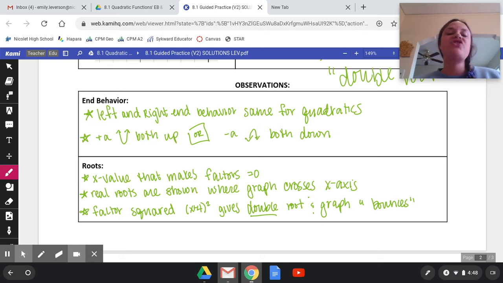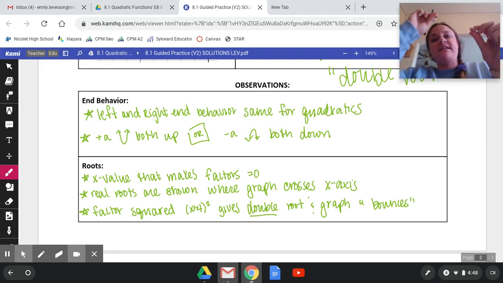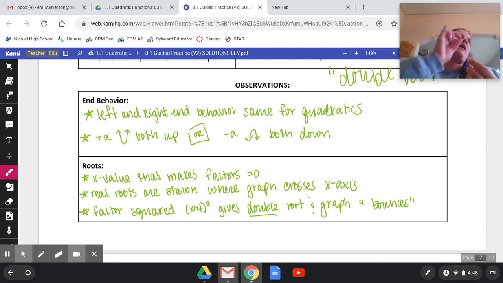And if you have a factor that is squared, like x plus 4 squared, as we saw in our previous example, that gives you a double root, and the graph bounces right there, right? It's like it hits it twice. It hits it and then immediately hits it again and goes back up in the same direction it came from. That is a double root, and you get it from a factor squared.